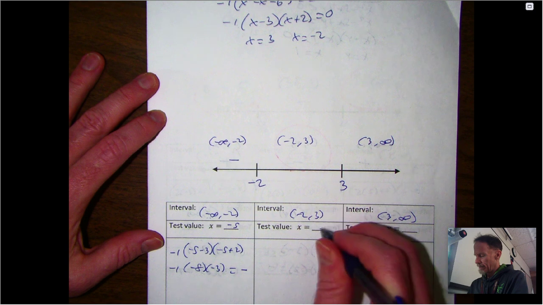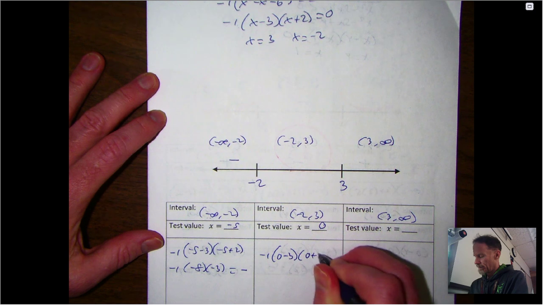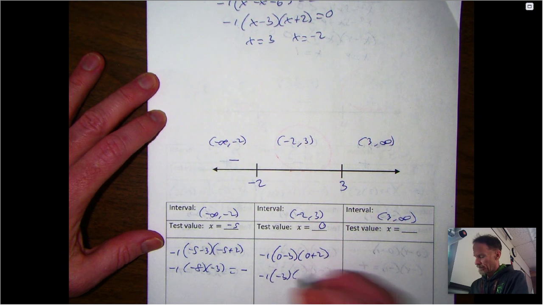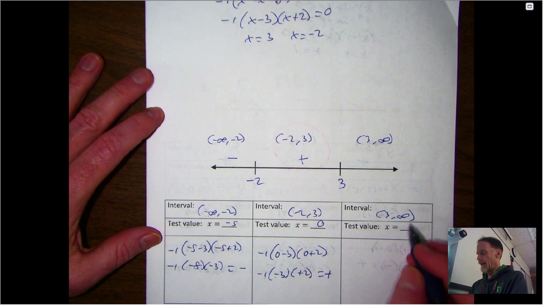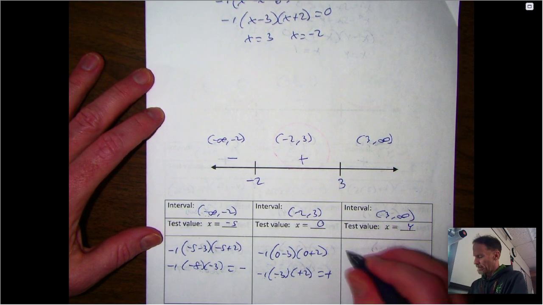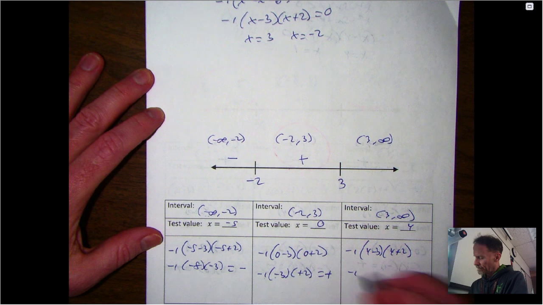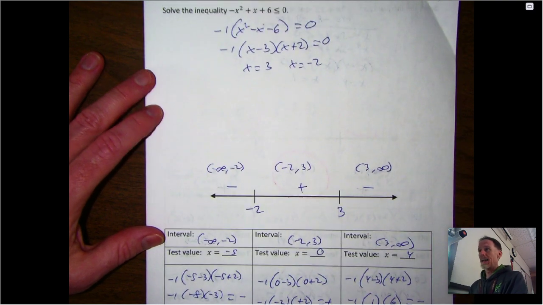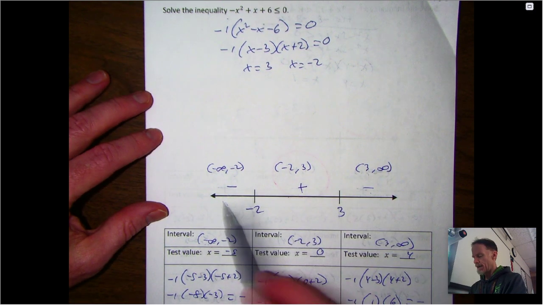Okay? Any number between negative 2 and 3, I would pick 0. Negative and a positive, that is a positive. And you can probably take a wild guess at what's going to happen with the last one. I'm going to pick 4. And that's going to be a negative. So you see basically what happened with that leading coefficient as a negative, it basically just flipped the order. Instead of positive, negative, positive, it's negative, positive, negative.